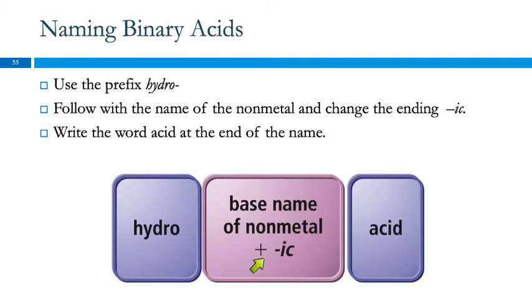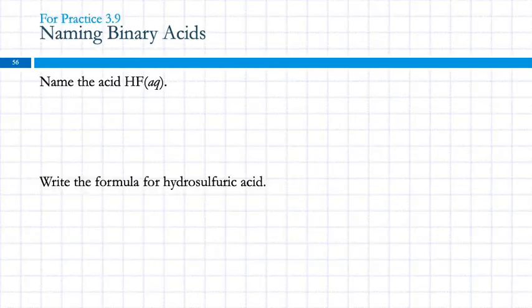And here, instead of changing the ending to "ide," we change it to "ic," and we add the word acid. So if we look at this, HF, do you see any oxygen in there? No. So this is a binary acid. So we see the hydrogen, we write hydro, and F stands for fluorine. So we're going to change the ending to ic, fluoric, and the word acid.